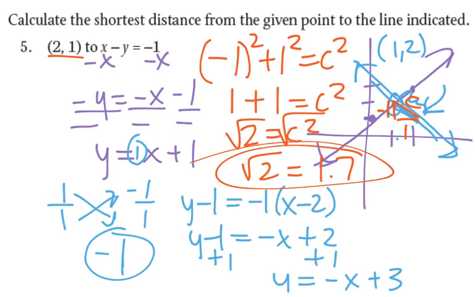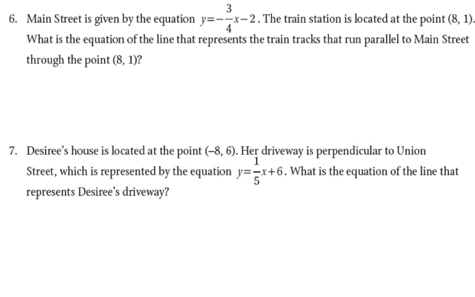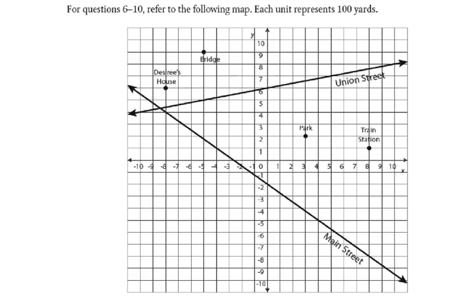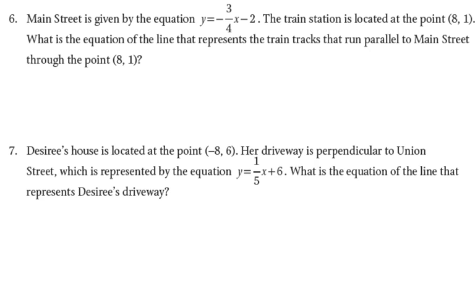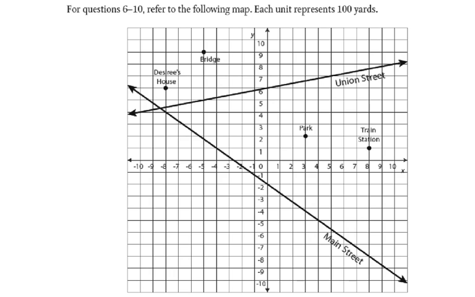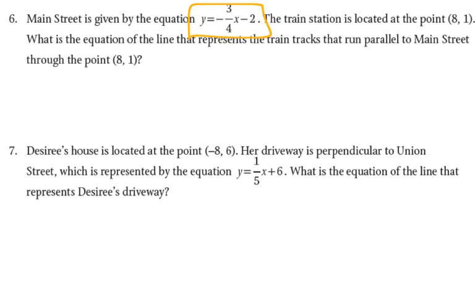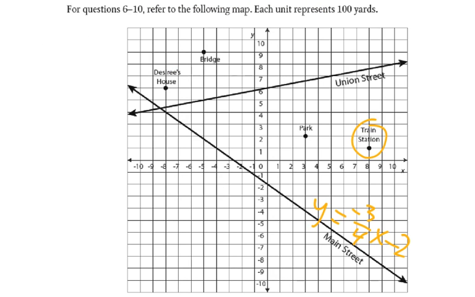Alright. I believe we're supposed to use a picture. There we go. Okay, for questions 6 to 10, let's use this map. So 6 says Main Street is given by this equation. Okay, so Main Street is y equals negative 3/4 x minus 2. The train station is located at 8, 1, so train station. What is the equation of the line that represents the train tracks that run parallel to Main Street through this point? So we've got a line running like that.